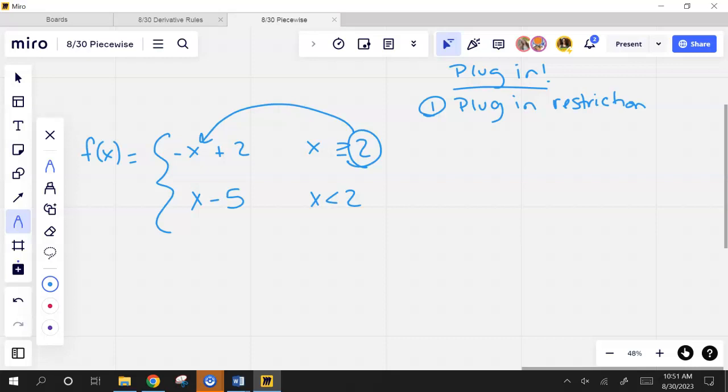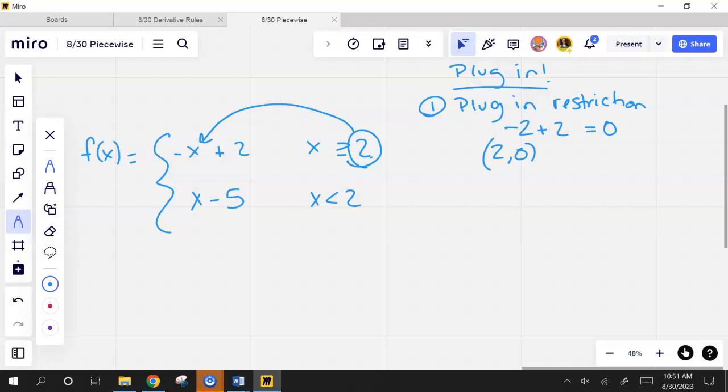If you plug 2 in this first equation, I get negative 2 plus 2, which is 0. So this starting point, where it's cut, the boundary: I plugged in 2 and I got out 0. That point is (2, 0).